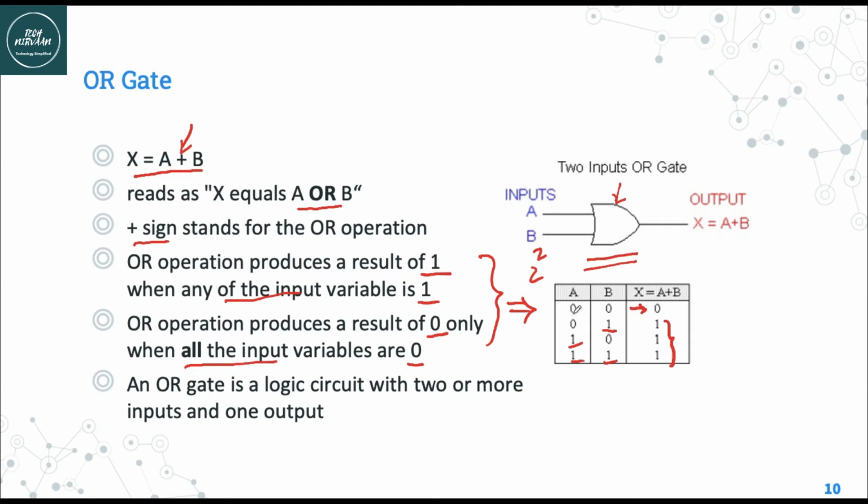Remember that if all inputs are 0, then and only then we will get output 0. Otherwise, if any of the inputs is 1, we will get 1 as the output of the OR gate. So OR gate is a logic circuit with 2 or more inputs and a single output. So output will be always 1 and inputs can be 2 or more.